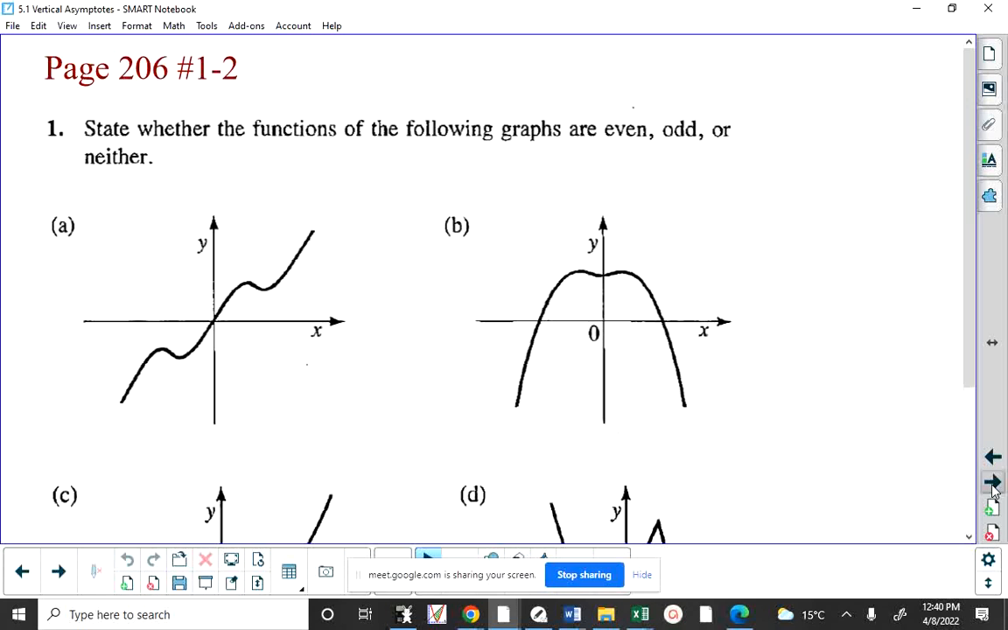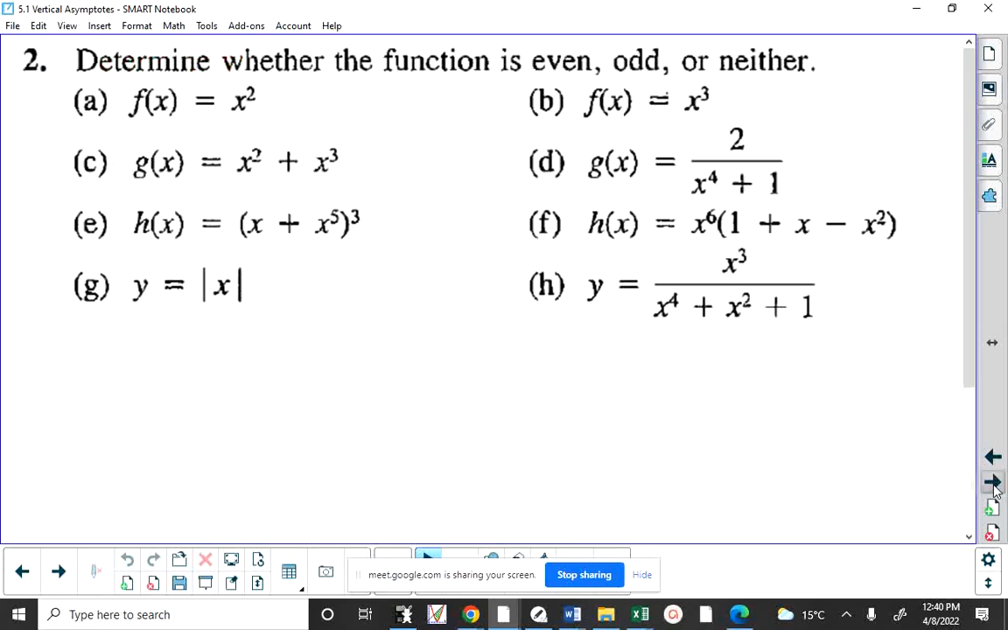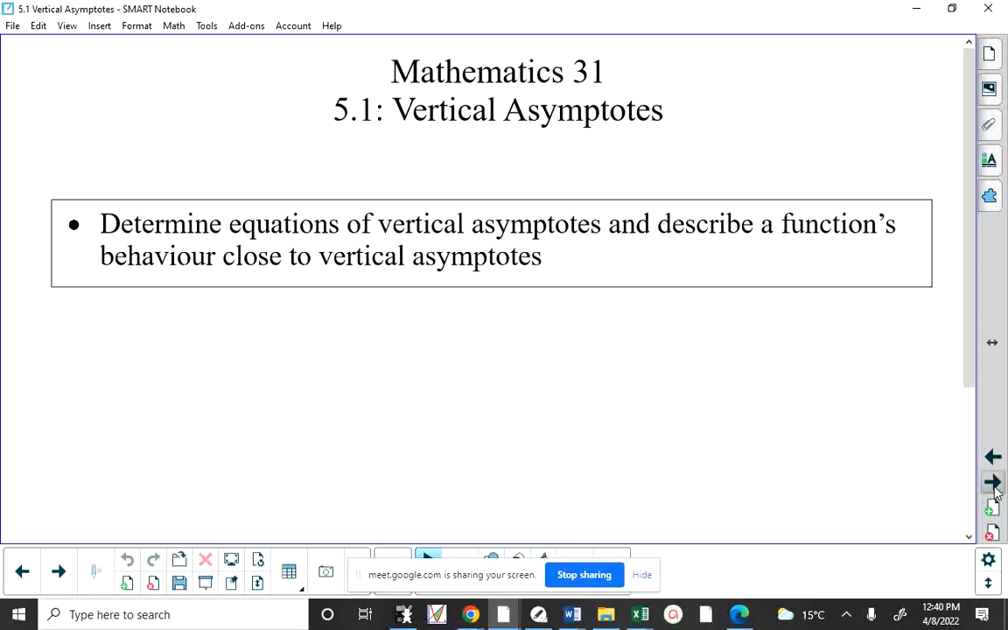All right, seeing none, we're going to move on here and look at vertical asymptotes today. So this is section 5.1 of your textbook, lesson 5.1. What happens here when we get into a calculus course and we start talking about asymptotes, both vertical asymptotes and horizontal asymptotes, is that we come up with a more sophisticated explanation for what's going on.